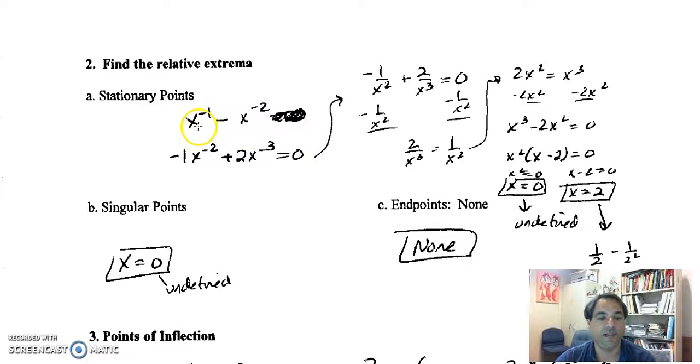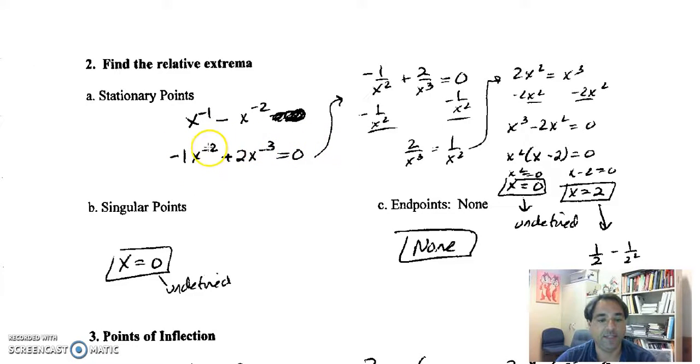So the derivative of x to the negative 1 minus x to the negative 2: the derivative of x to the negative 1, bring the negative 1 to the front, subtract 1, we get negative 1 x to the negative 2. Negative 2 times negative 1 is positive 2. Negative 2 minus 1 is negative 3. So the derivative would be negative 1 x to the negative 2 plus 2x to the negative 3 set equal to 0. Now to solve this, could take a little bit of algebra.